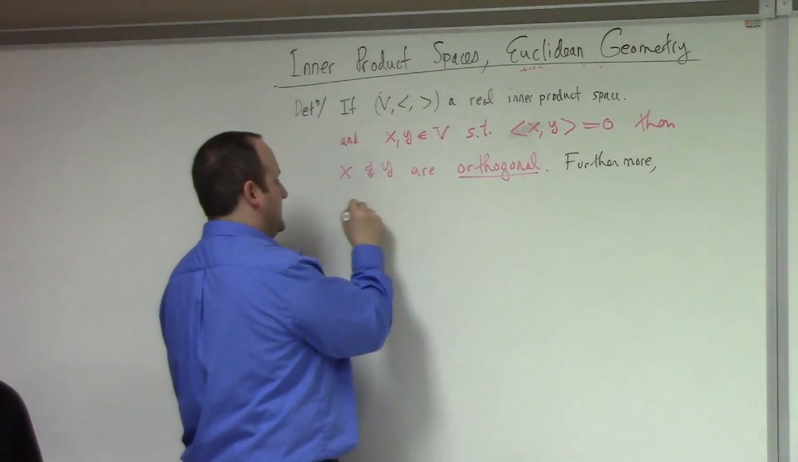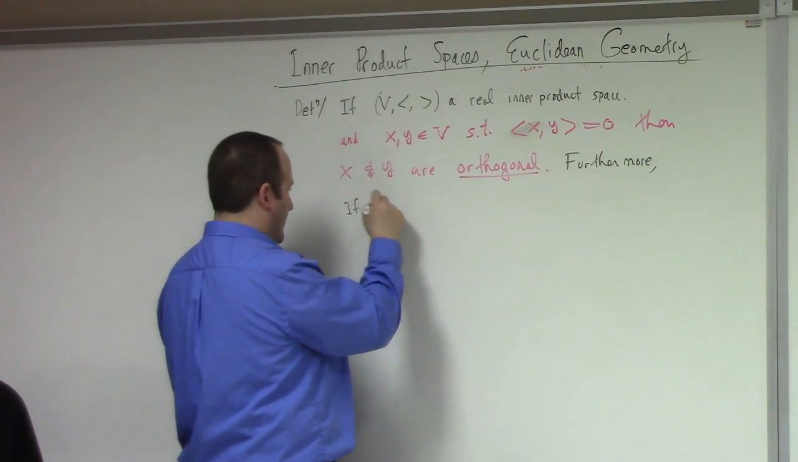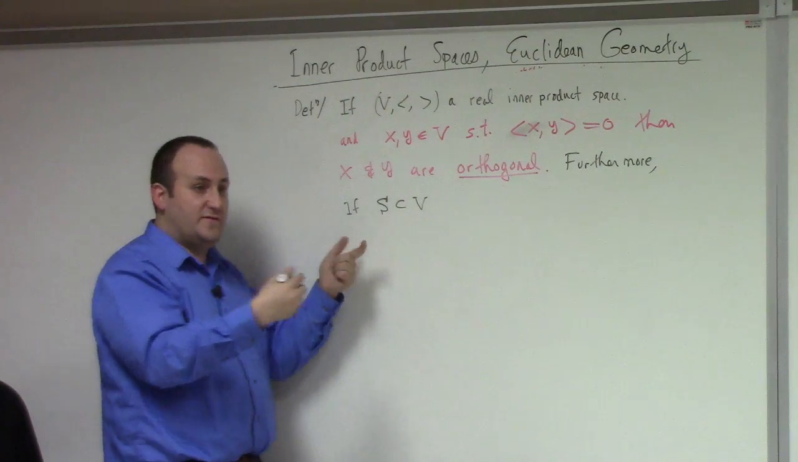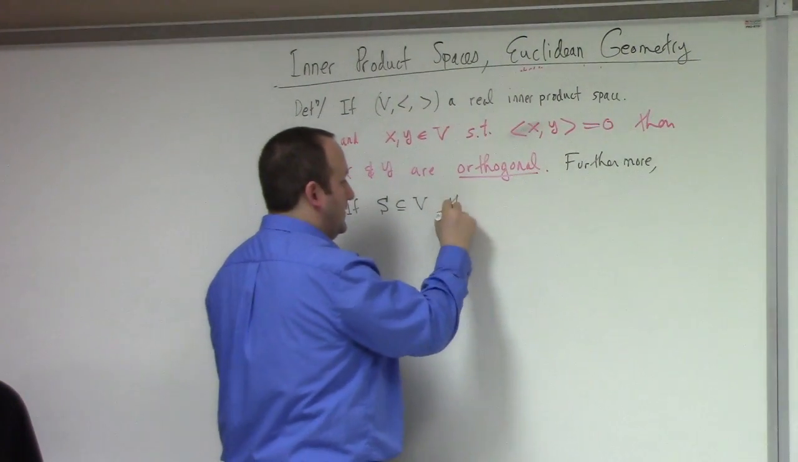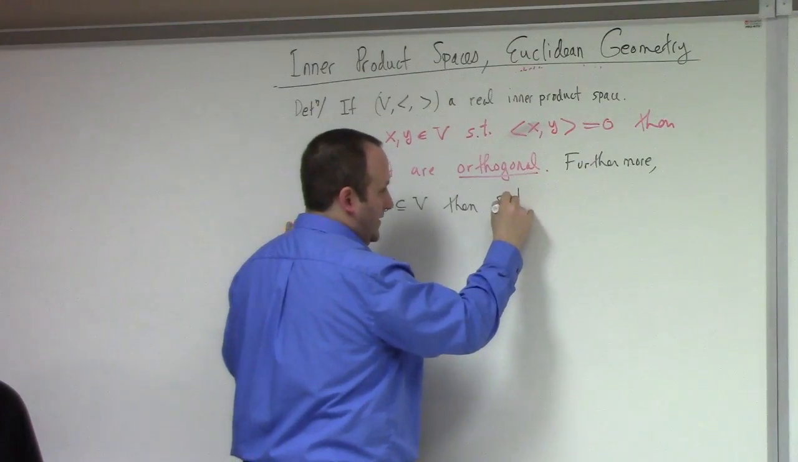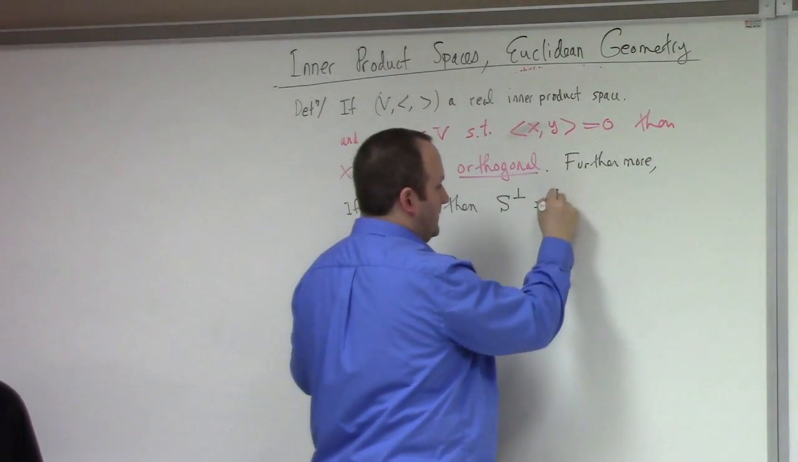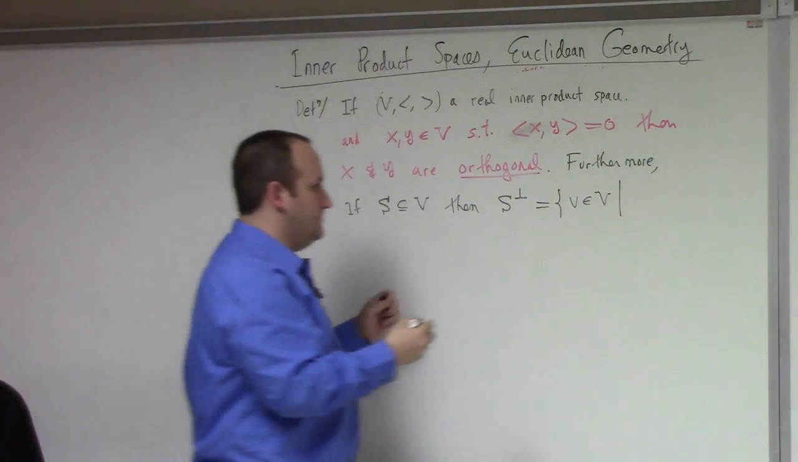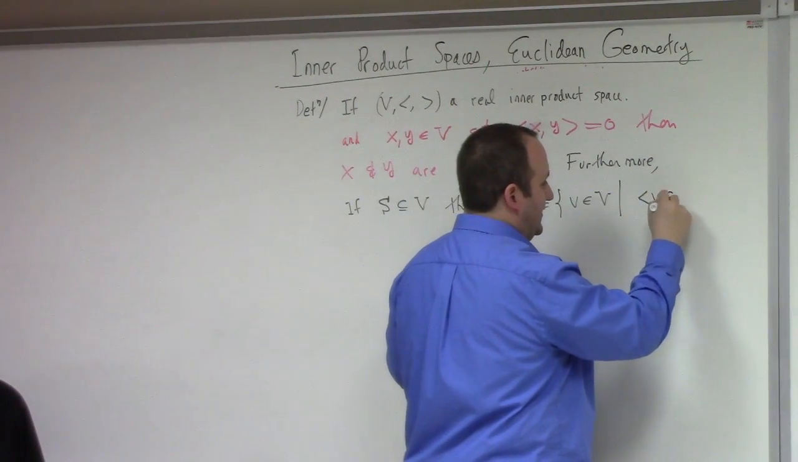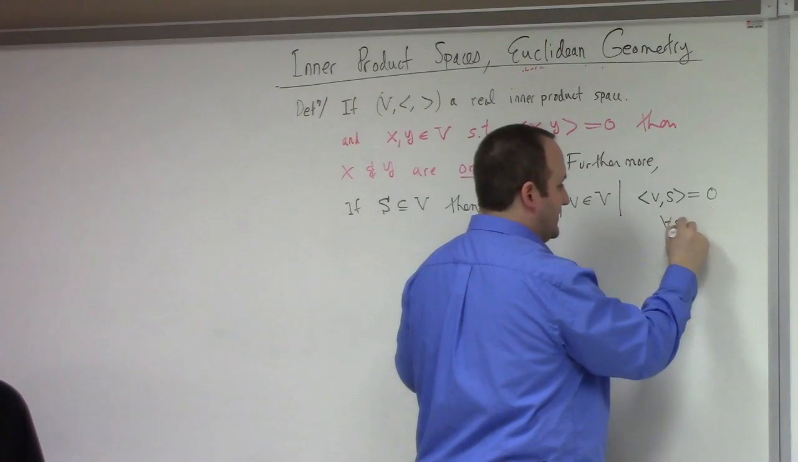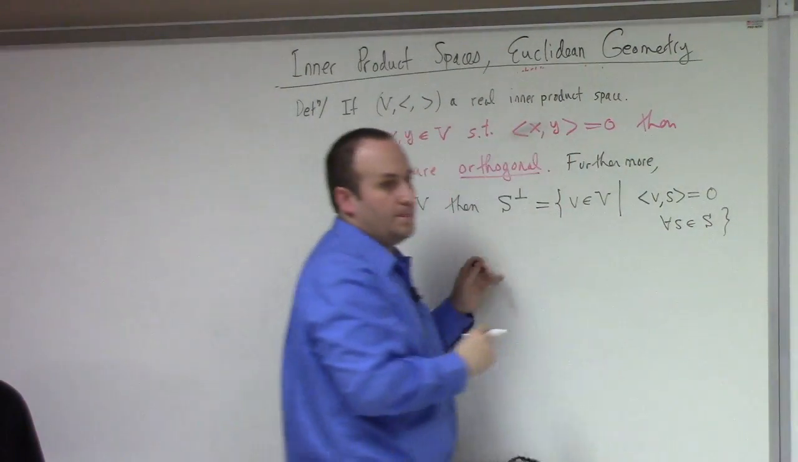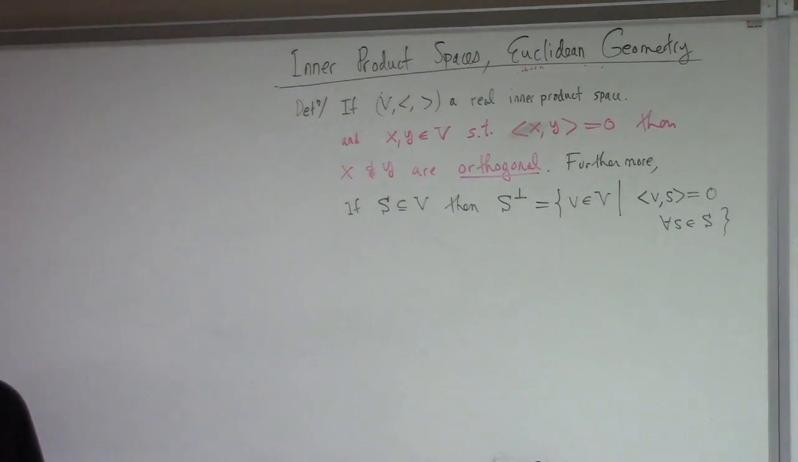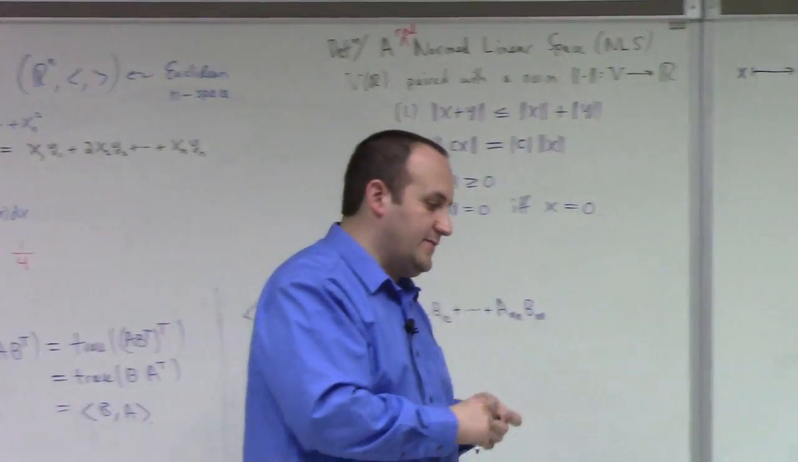Furthermore, if S is a subset of the vector space, now this could be a subspace, it could actually be just a finite set, I don't care, then the perp of S is equal to the set of v in V such that the inner product of v with s is equal to 0 for all s in S. So the perp to a set in a real inner product space is the set of all vectors which are perpendicular to that given set.